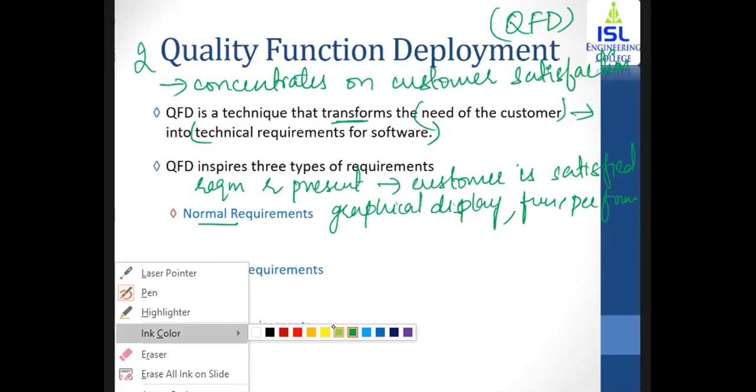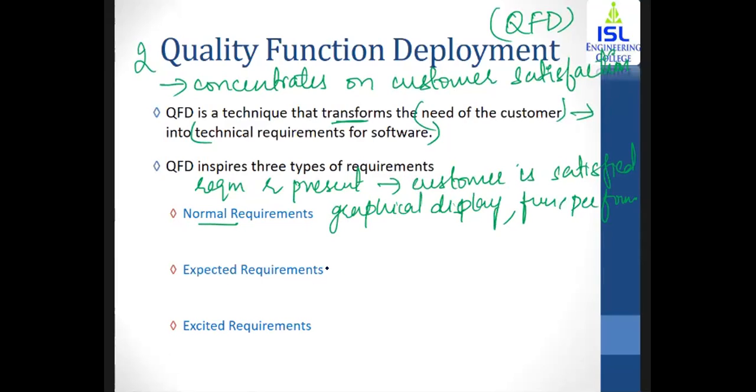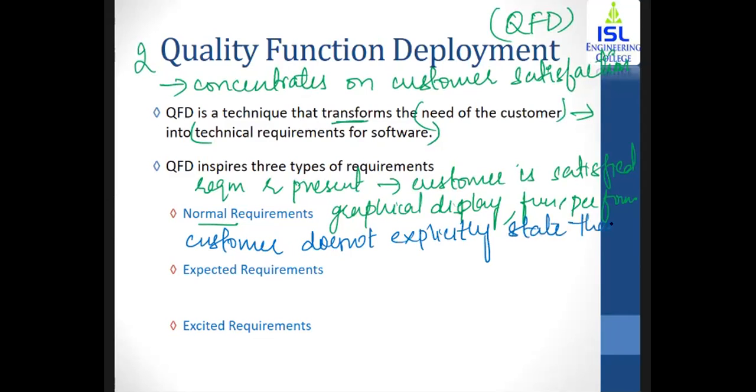The next set of requirements is expected requirements. Now the customer does not explicitly state these requirements. He does not feel the need that these specific requirements need to be stated. Now if these specific requirements are not present within the software, their absence is going to lead to the dissatisfaction of the customer.